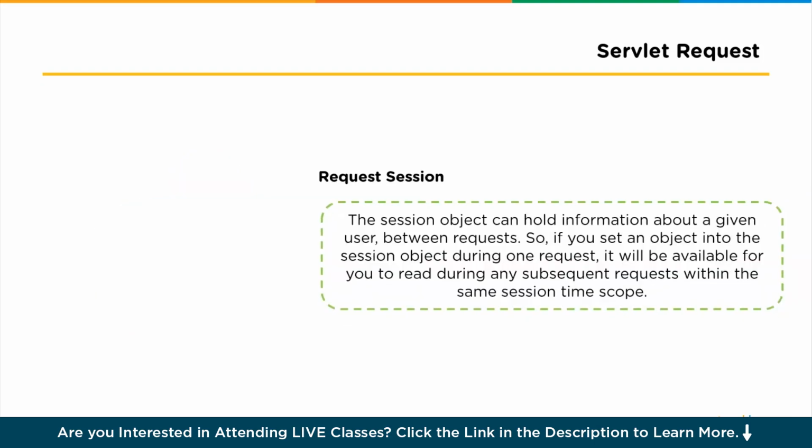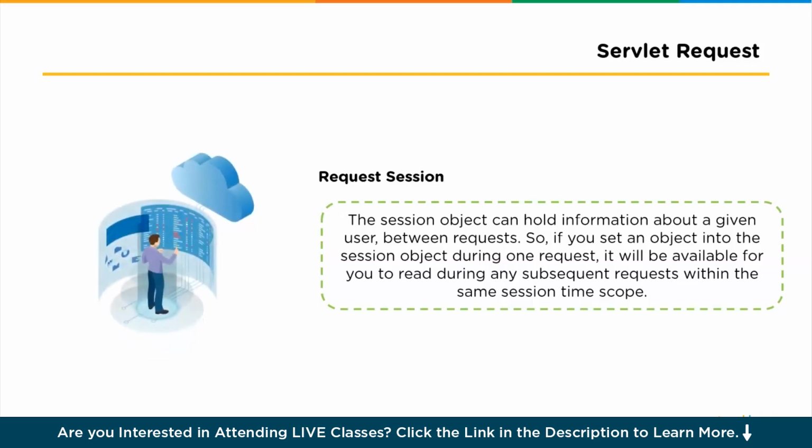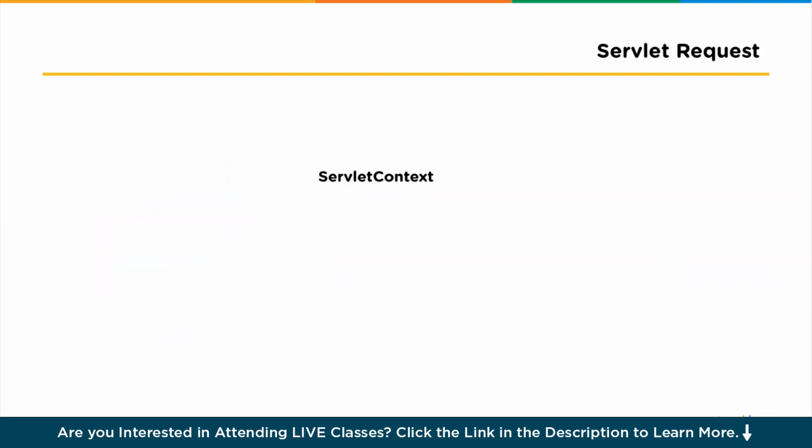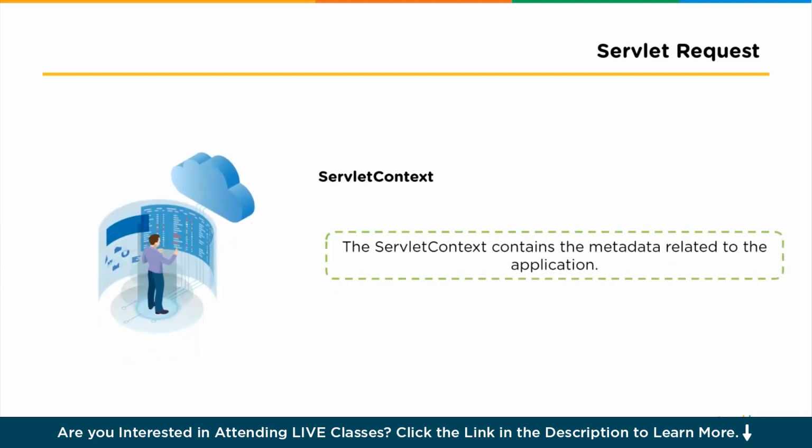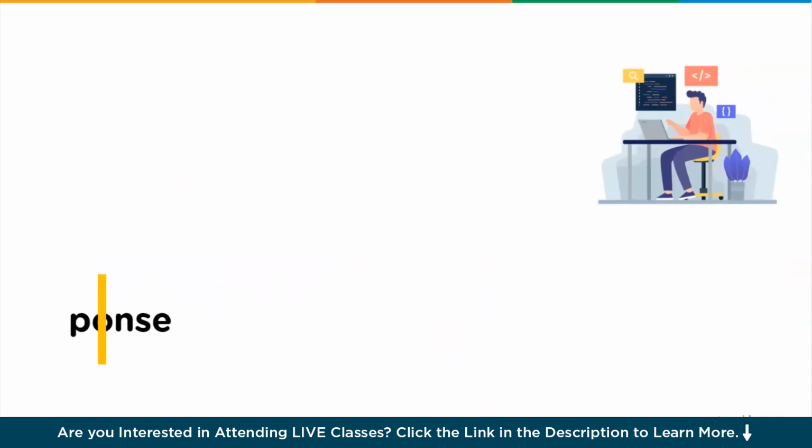The next one is the request session. The session object can hold information about a given user between the requests. So if we have set an object into the session object during one request, it will be available for you to read during any subsequent request within the same session time scope. Followed by the request session, we have the servlet context. The servlet context contains the metadata related to the application. Followed by servlet context, we will enter the response phase.